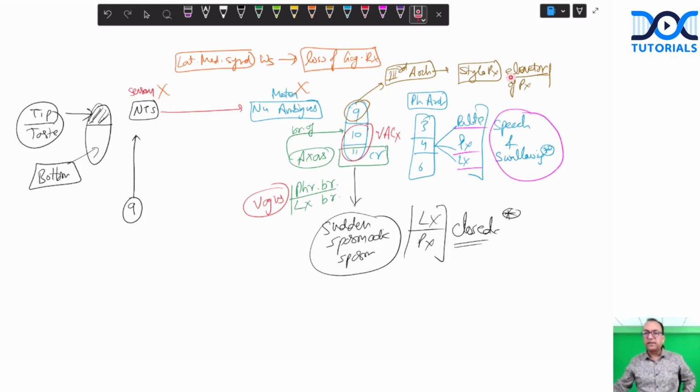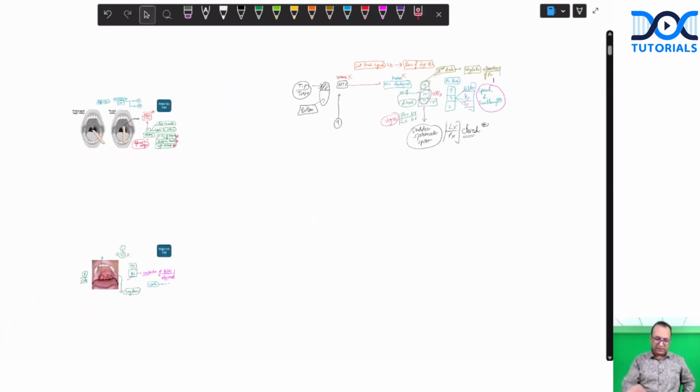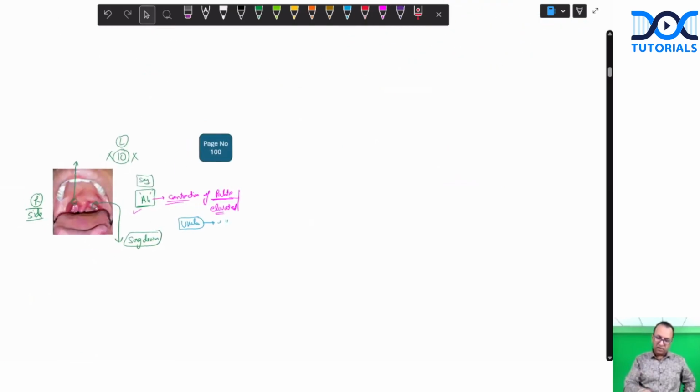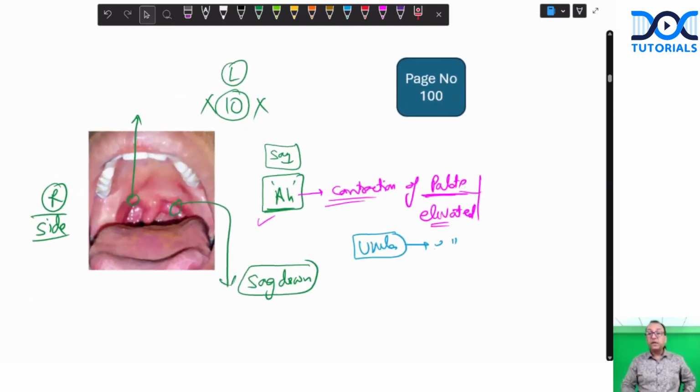So, as you are asking, Deepak, can't the ninth nerve alone compensate the deviation? The ninth nerve doesn't work on the palate. It is sensory to the palate, but it is not motor to the palate. So, no, it cannot compensate. If the 10th nerve is gone, we'll have this problem.